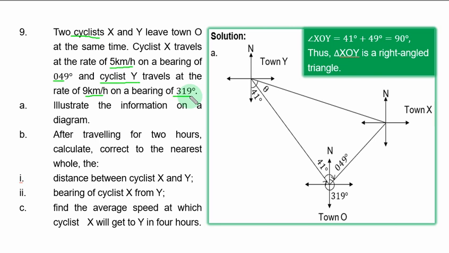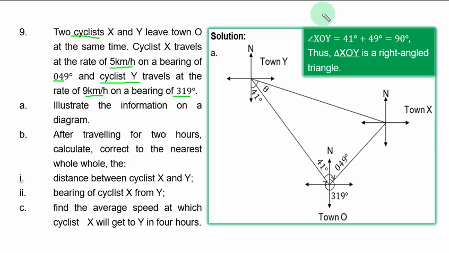B part: after traveling for 2 hours, calculate, correct to the nearest whole number, (i) the distance between cyclist S and Y, (ii) the bearing of cyclist S from Y. C part of the question: find the average speed at which cyclist S will get to Y in 4 hours.